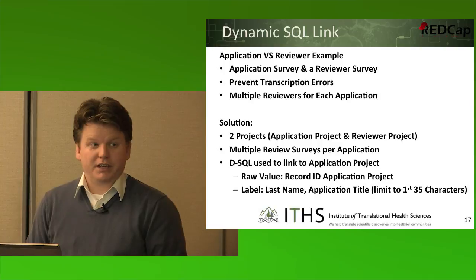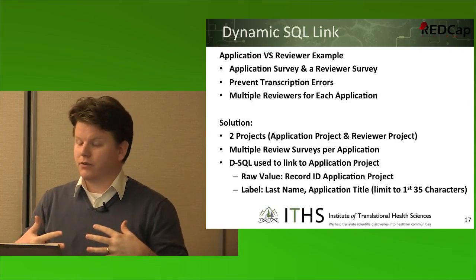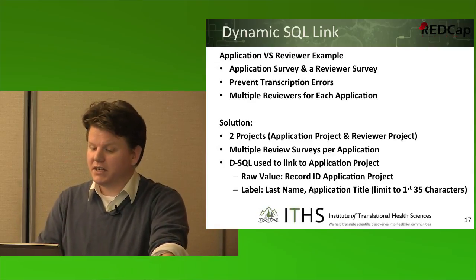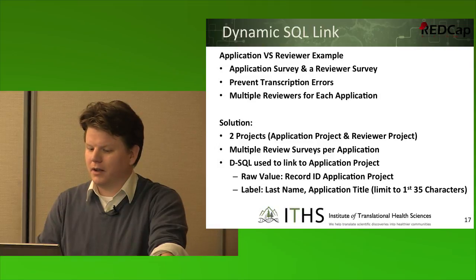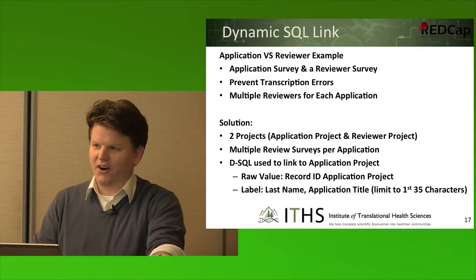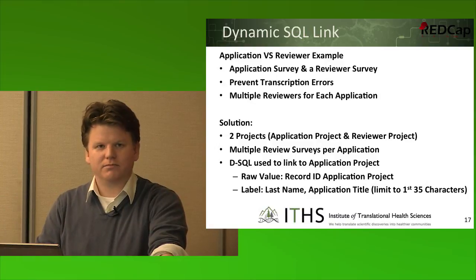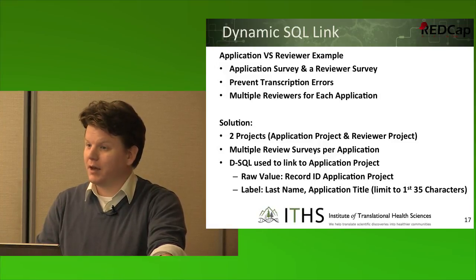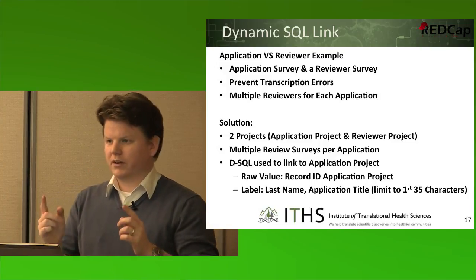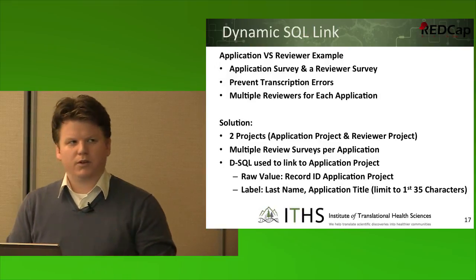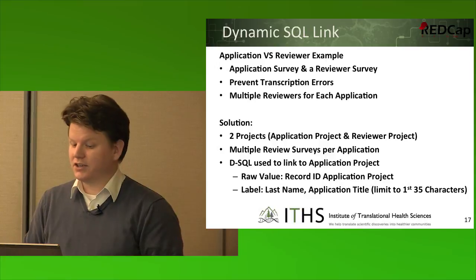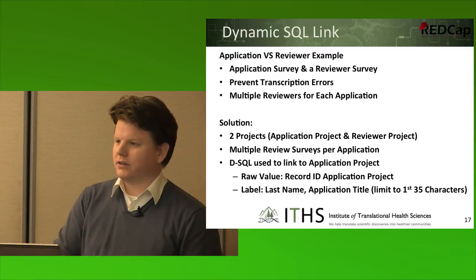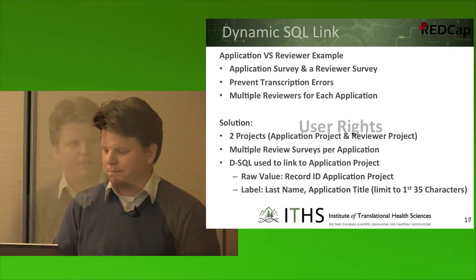Raw value was the record ID for the application project, so they could easily match it later on. But the label was a little bit interesting. We just used the last name of the applicant and the application title. However, application titles tend to be fairly long, as in long article type titles. So we limited that to 35 characters, which was usually enough to identify the application. That way you still got a fairly compact drop-down, but you could still identify each individual application. So that's a really cool way of looking at something else than just research and using it more for your operational needs. Okay, user rights.